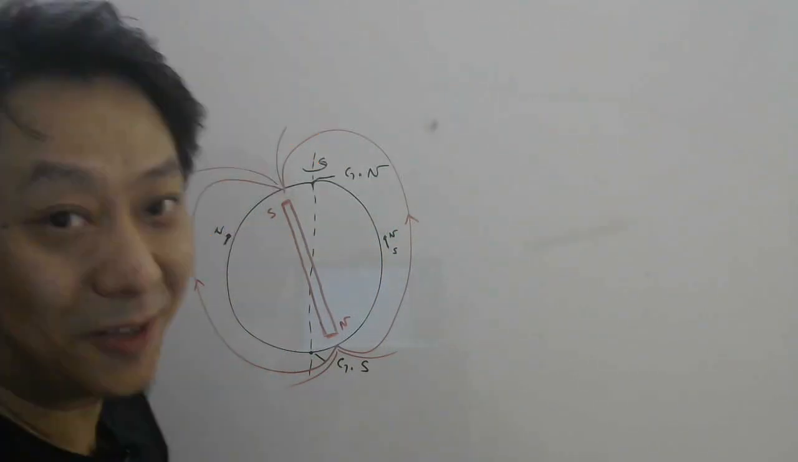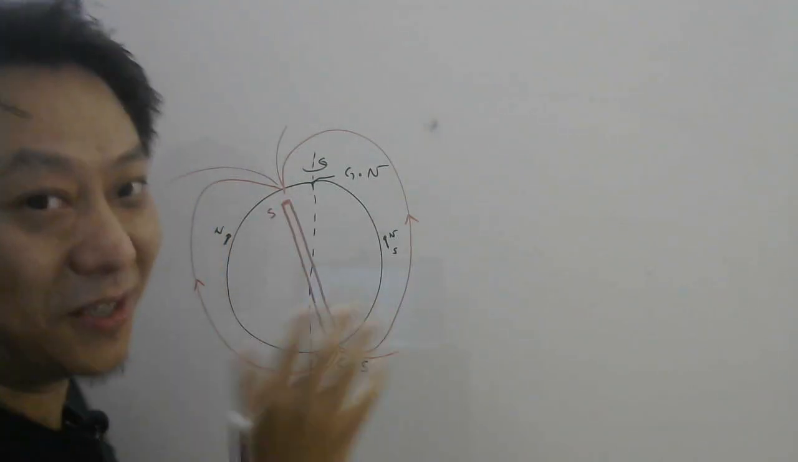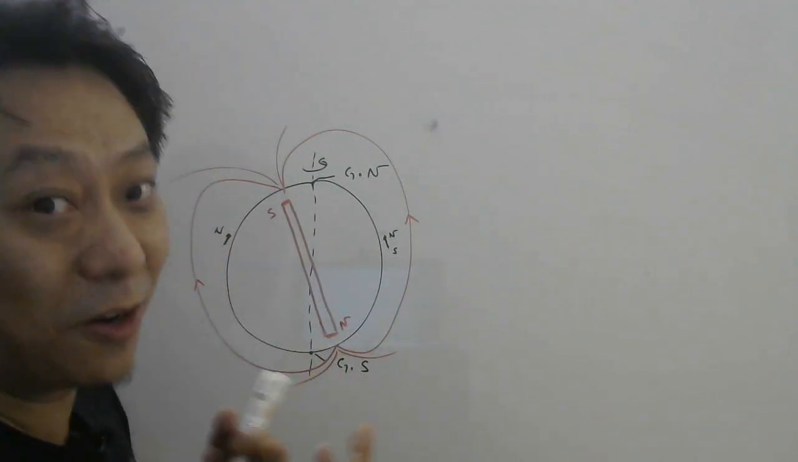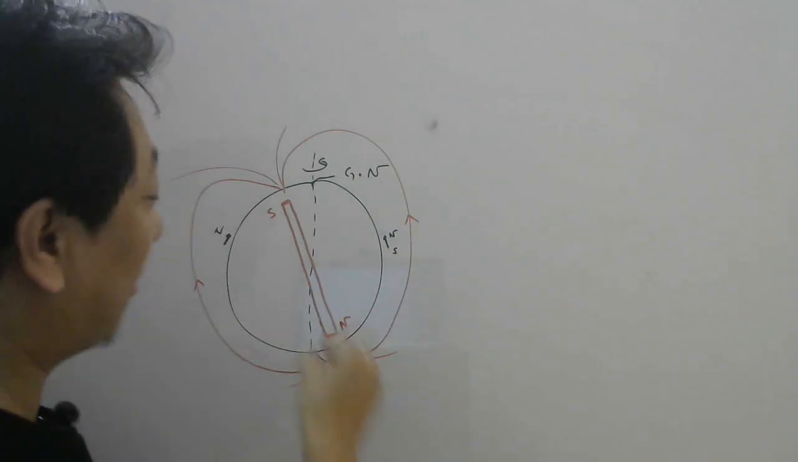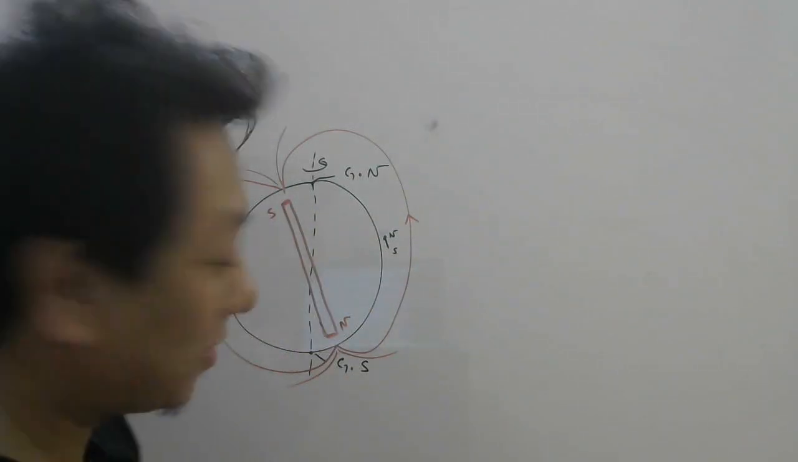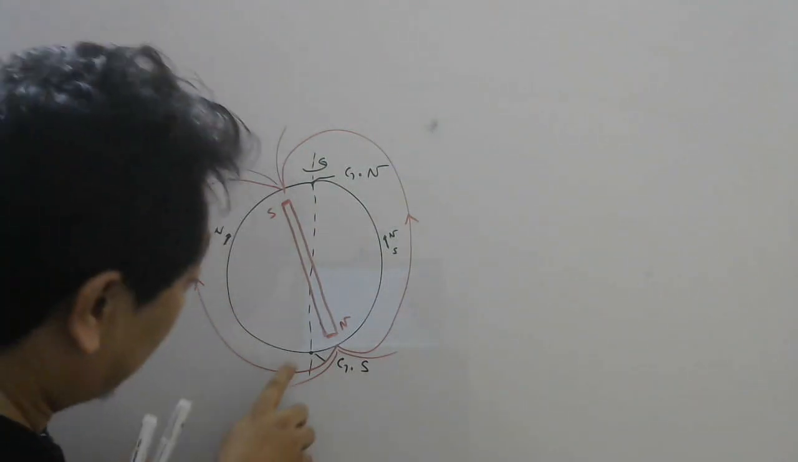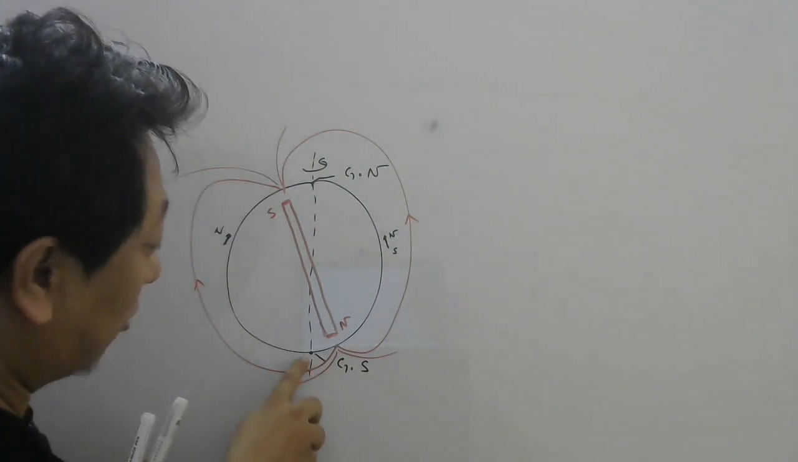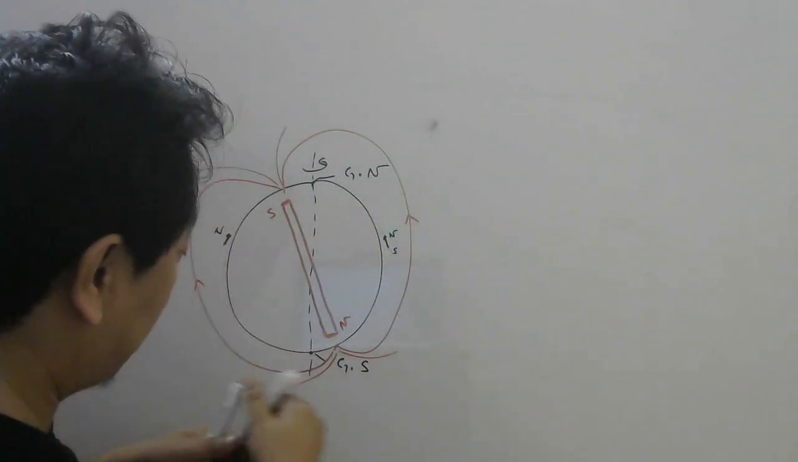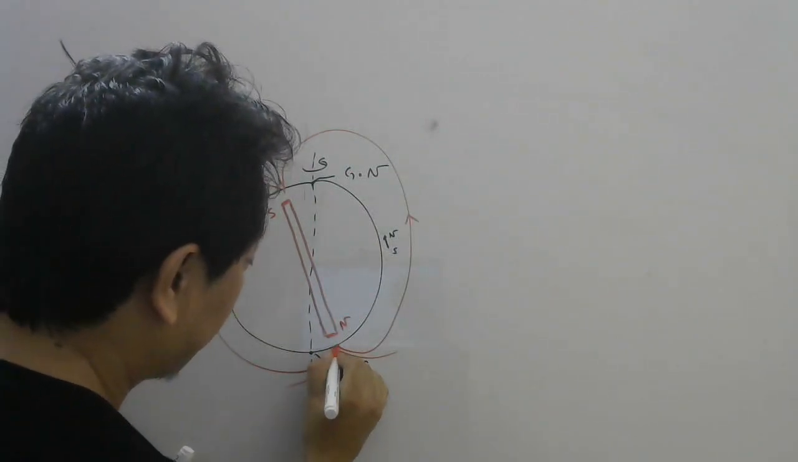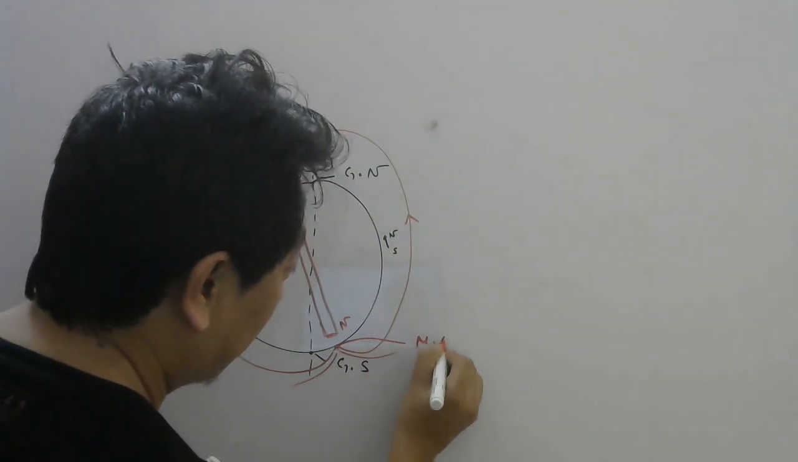Now please remember, there is no real magnet inside Earth, because even if there was such a magnet, the Earth's temperature inside is very high. So any magnet there would melt. Okay. So we realize that if this is your geographic south, this is the place where the magnetic field line starts. So this place should have been called the magnetic north.